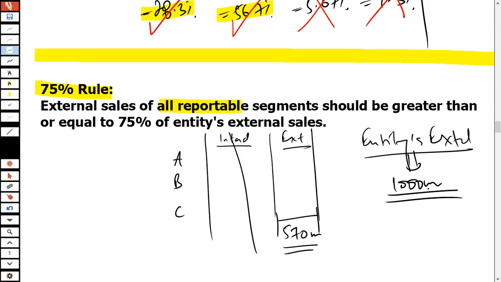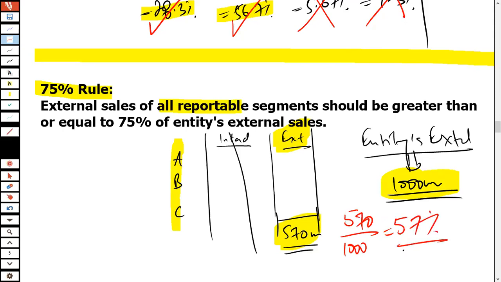So now see, if the external sale of all reportable segments is 570 million, and that of the entity is 1,000 million, what is going to happen? 570 divided by 1,000 gives you 57%. So now, if 570 divided by 1,000 gives you 57%, what exactly do you mean by this?